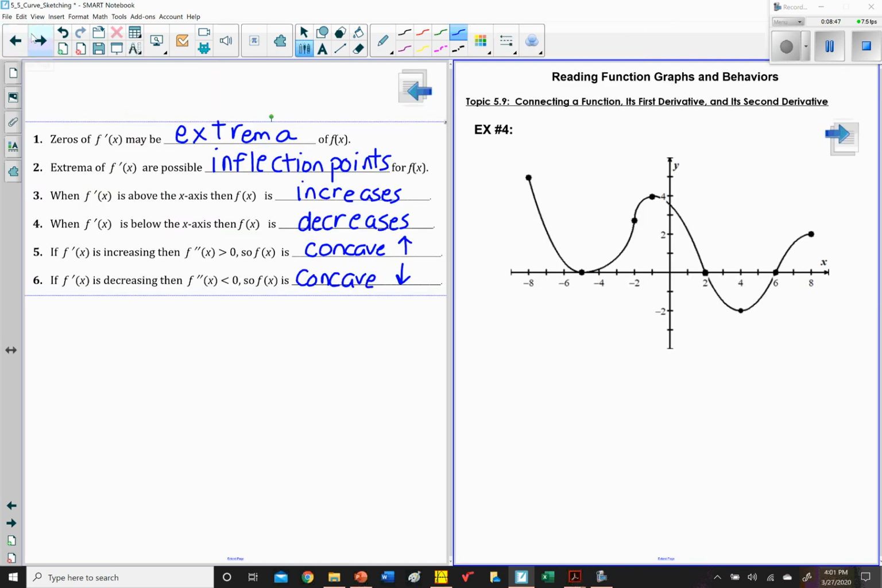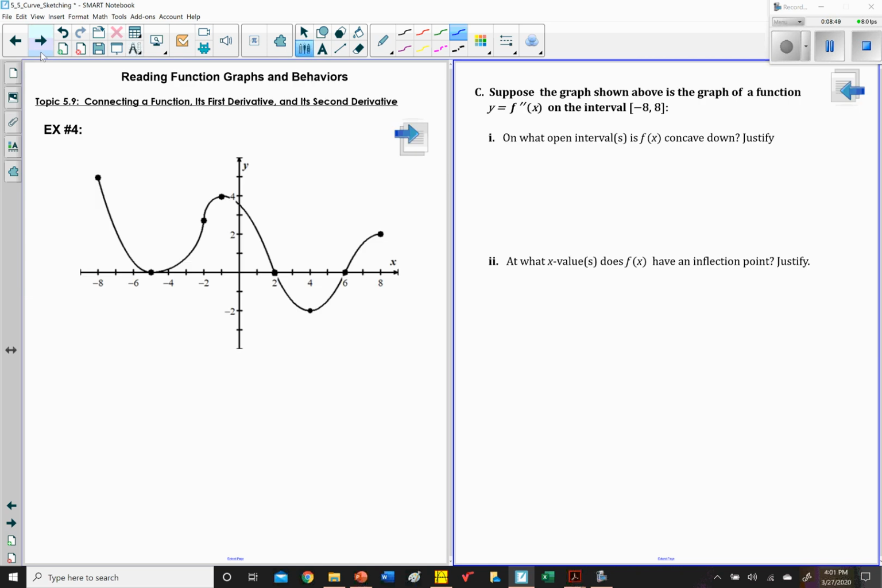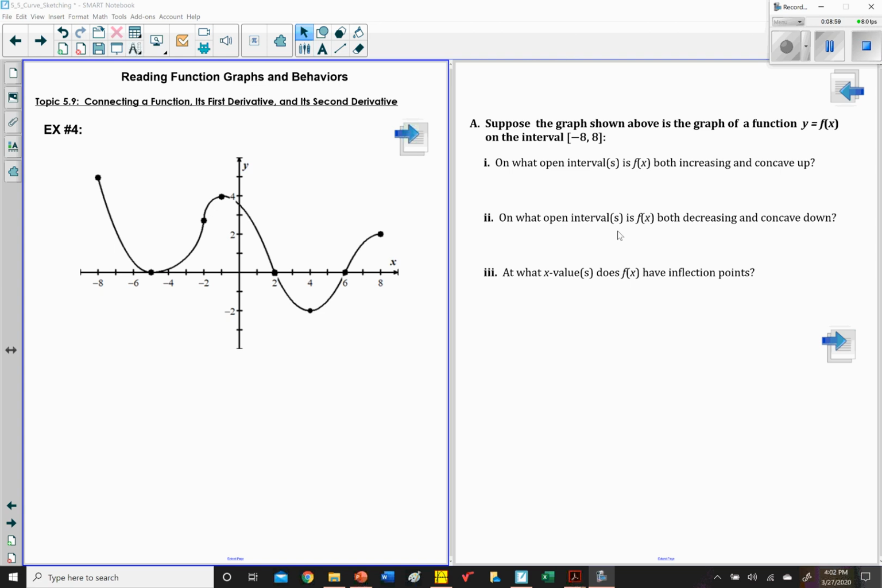Okay, in this next example, we're going to connect, this is kind of a long example. First, we're looking at this graph and supposing that it is a function graph. This is the graph of y equals f of x. We want to know on what open interval is the function both increasing and concave up.